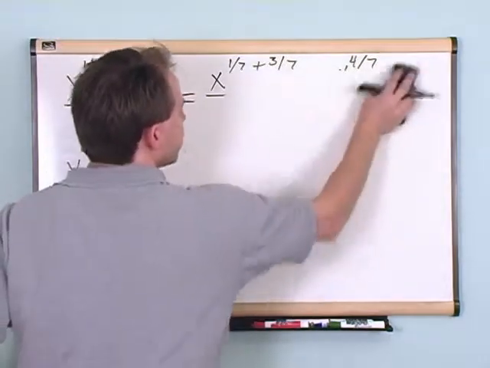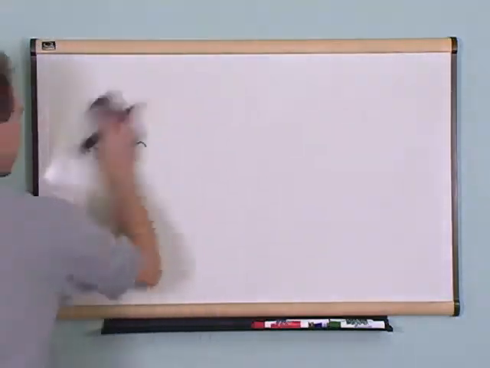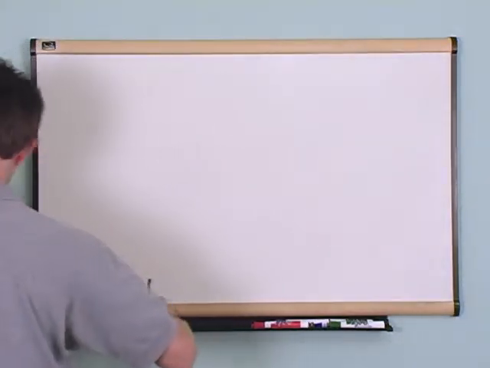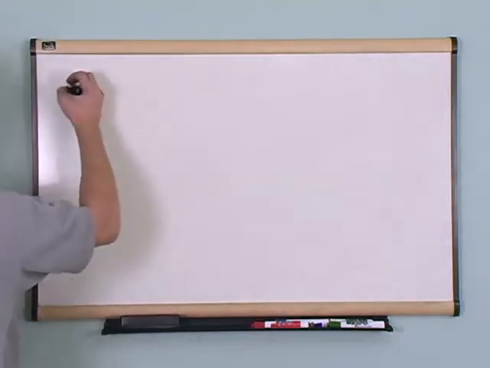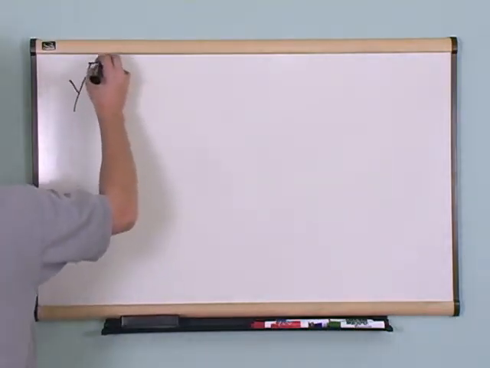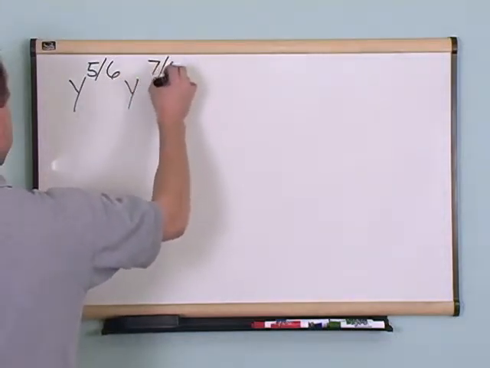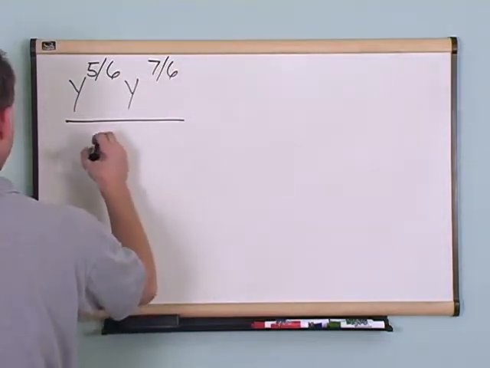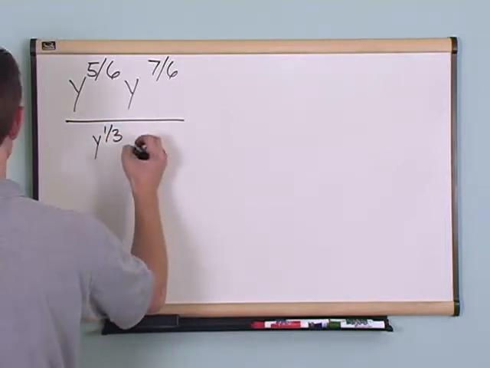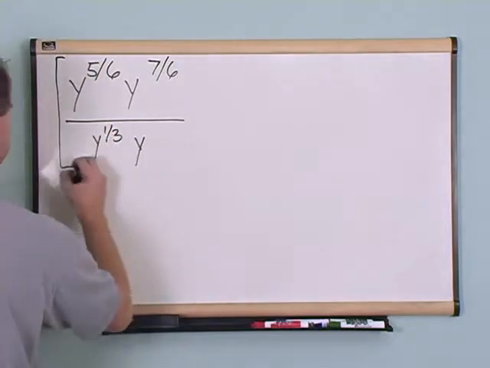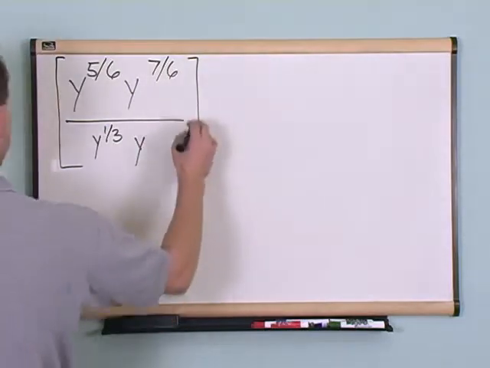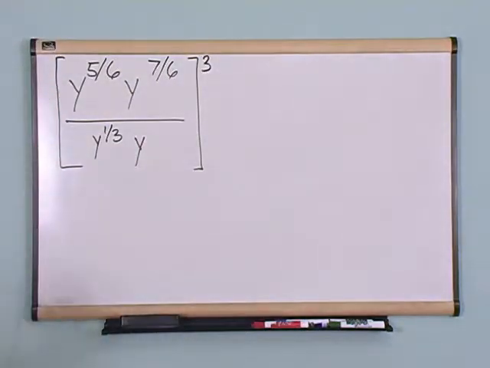And we'll do one final problem to solidify all this stuff, and it'll be our little bonus problem to get your muscles flexing. If you have y to the 5/6 times y to the 7/6 over y to the 1/3 times y, and you take this entire thing and raise it to the 3rd power. Now would be a good time to pause the video if you want to see if you can solve that on your own.